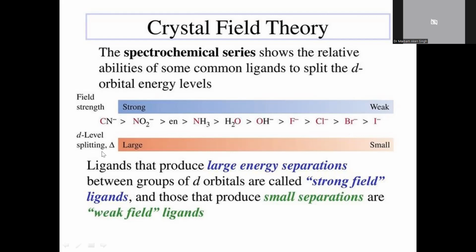Then d level splitting means the gap between the two energy levels. In the d level, we have doubly degenerate and triply degenerate orbitals. I will show the figure in the next slide. The d level split can be larger or smaller. Ligands that produce a large energy separation between the two energy levels are called strong field ligands, and those that produce a small separation are called weak field ligands.